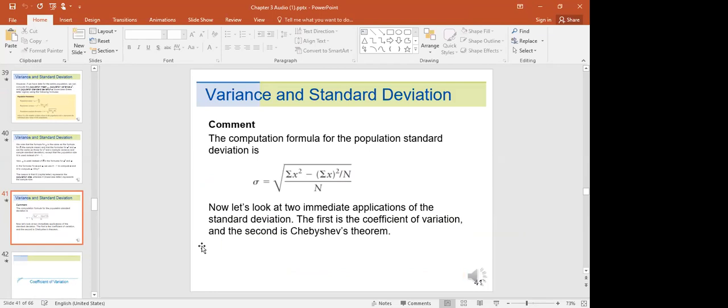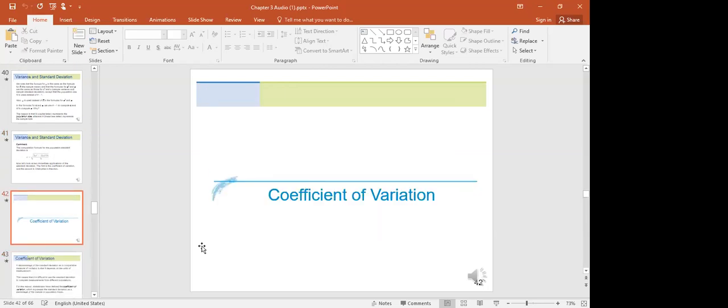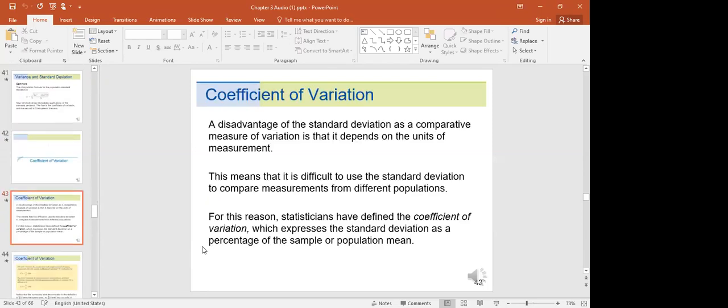We are going to use Excel later on to do an example in which we will compute all of the measures we have discussed so far. Coefficient of variation. Sometimes we want to compare two distributions to determine which one varies more. Commonly, we use the standard deviation as a measure of variation, and the distribution with the higher standard deviation is supposed to be the one that varies more.